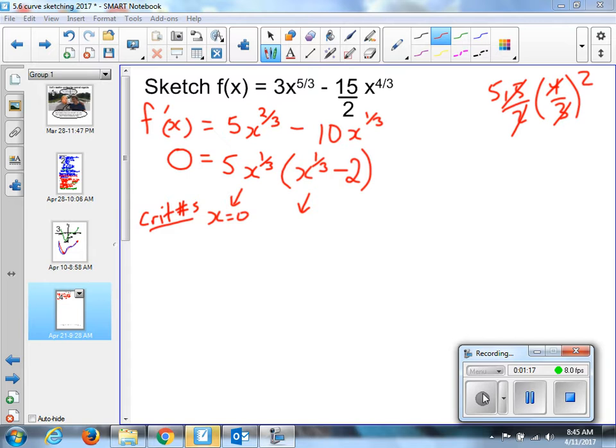Well, let's just solve this then. Give myself some space here. So for this one, this means set the cube root of x minus 2 equal to 0. When does the cube root of x equal positive 2? How do you undo a cube root? I hope you know. Yeah, you do. Cubing, right? Do some cubing. X equals 8. That's your other critical number.